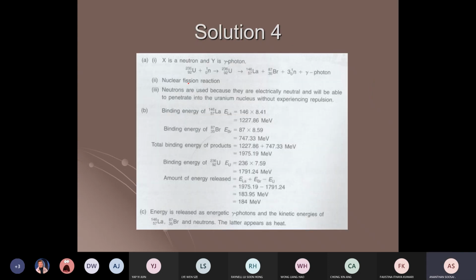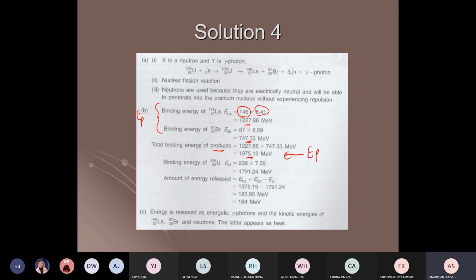So look at part B. We find the total binding energy of the product, La plus Br. For La, 146, the nucleon number, multiplied by the binding energy per nucleon. This is the binding energy of La. And for Br, 87 times 8.59. This is the binding energy of the Br. So the total binding energy of the product is found to be 1975.19 MeV. This is the total binding energy of the product.